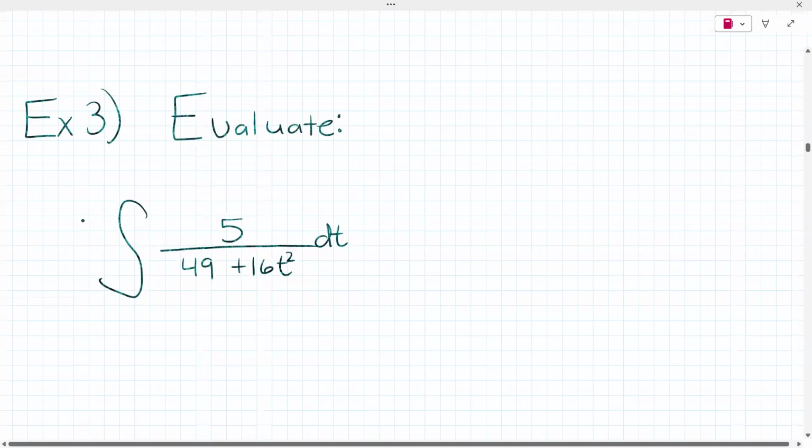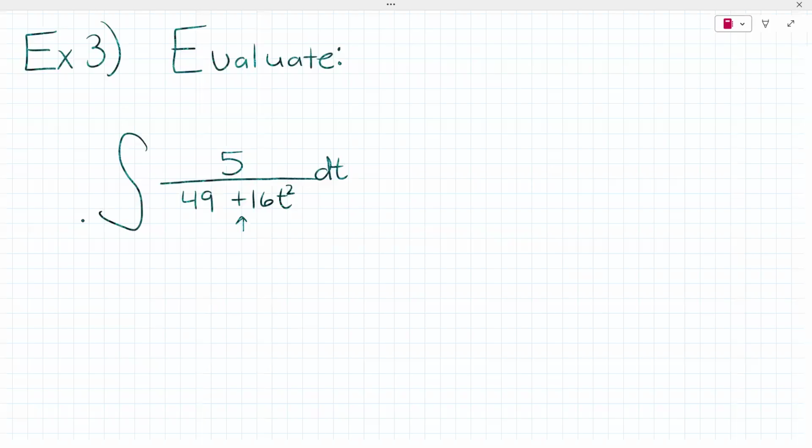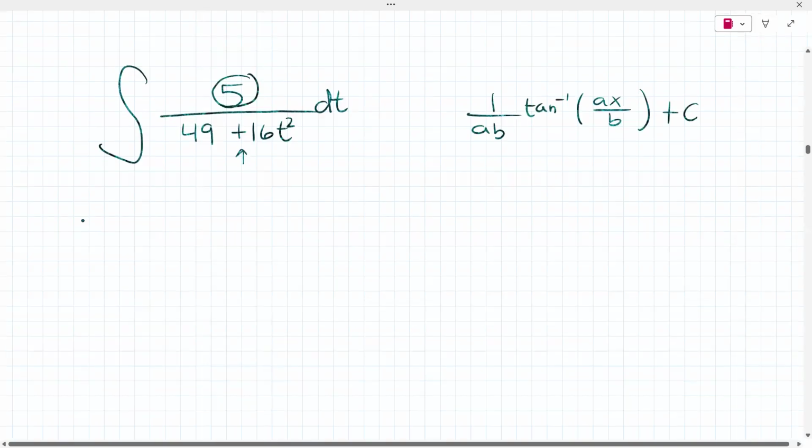Evaluate the integral of 5 over 49 plus 16t squared dt. So the first thing I noticed is there's no square root in the bottom. There's a plus right in the middle, so I know for a fact we might have to use the tan inverse. Well, we actually will: 1 over ab tan inverse of ax over b plus c, right? So the thing is, we've got to make this numerator a 1. So to do so, you're going to have to factor out that 5.